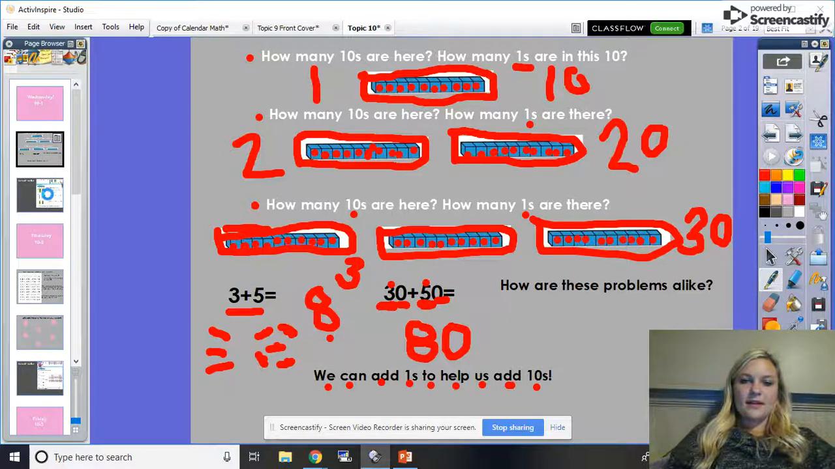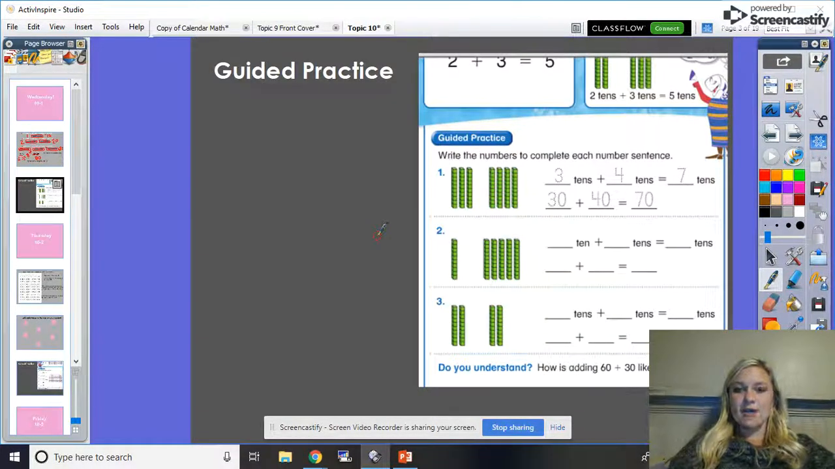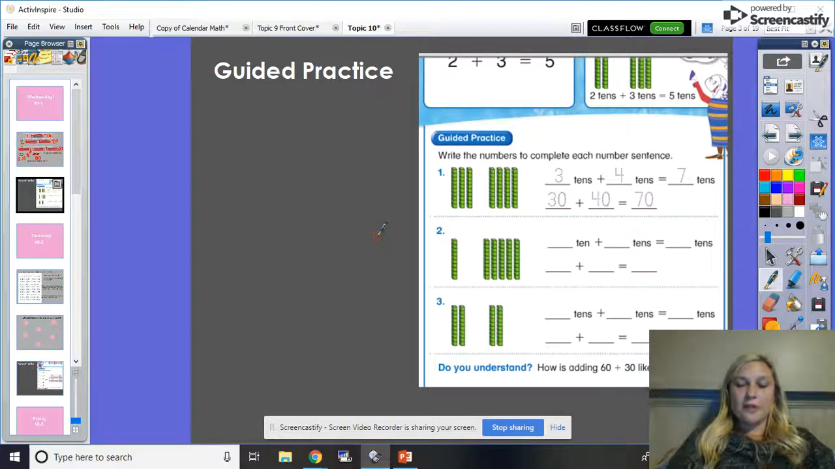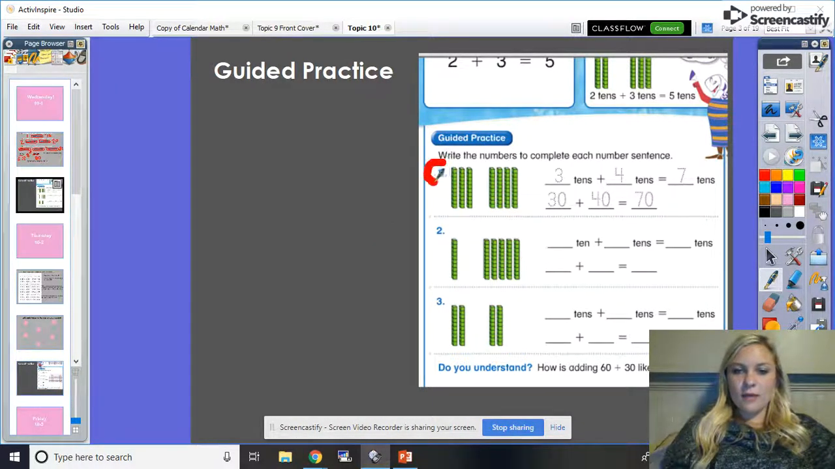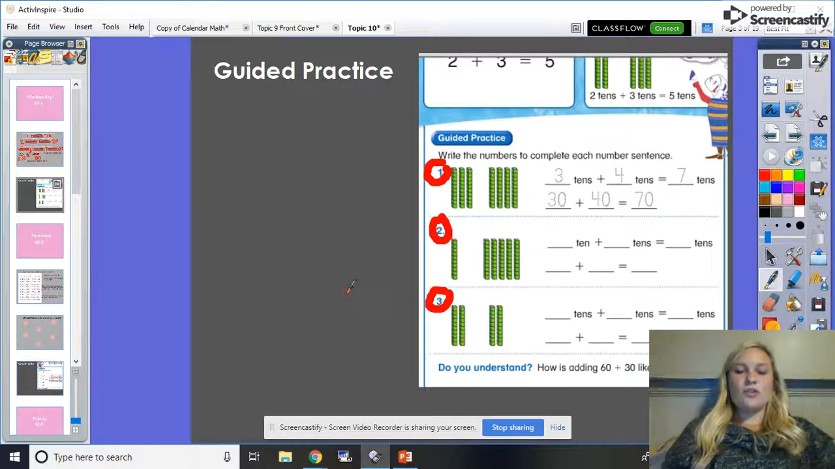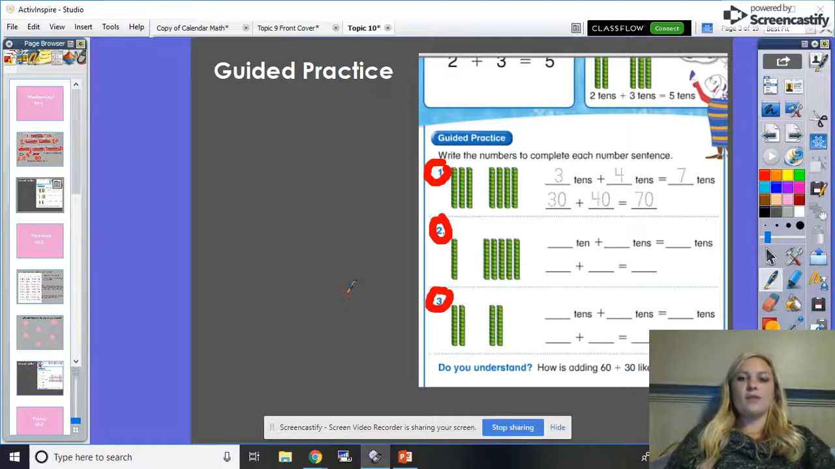Awesome. Okay, let's go ahead and look at the guided practice that you have in your little newspaper sheet. So I want you to open it up and get ready to do number 1. We're going to do numbers 1, 2, and 3 together, and then we'll see if you can do the ones on the other side of the newspaper all by yourself, okay? The question says, write the numbers to complete each number sentence. So the first thing we're going to do is write how many tens we have, and then we're going to change it to adding in the full tens numbers, okay?